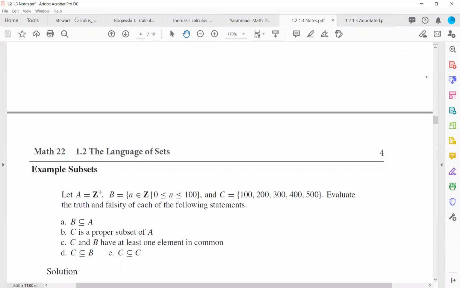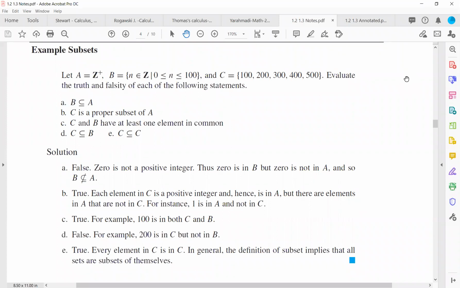The first one says, is B a subset of A? B says C is a proper subset of A. C says C and B have at least one element in common. At least means that one or more, or two. D says C is a subset of B. E says A is a subset of A. Please pause the video, solve this question, and we go over the solution together.